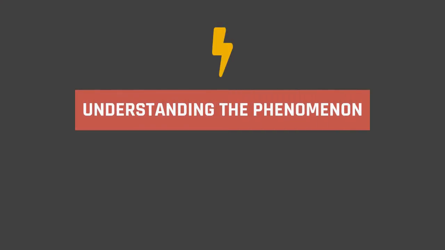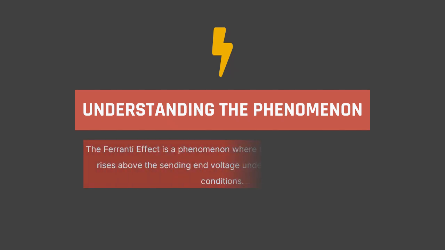Understanding the phenomenon. To start, what exactly is the Ferranti effect? Simply put, it's a counterintuitive phenomenon where the voltage at the receiving end of a transmission line, V_R, becomes greater than the voltage at the sending end, V_S. This happens specifically when the line is operating under a no-load or a very light load condition. This voltage rise can pose serious risks to grid integrity.